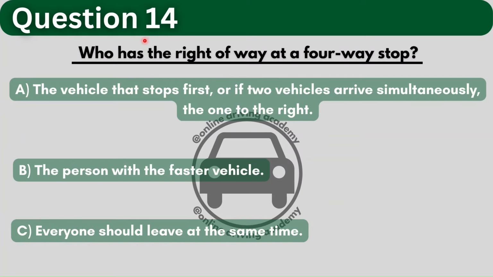Question 14. Who has the right of way at a four-way stop? Is it option A, the vehicle that stops first, or if two vehicles arrive simultaneously, the one to the right? Is it option B, the person with the faster vehicle, or is it option C, everyone should leave at the same time? The correct answer here would be option A.